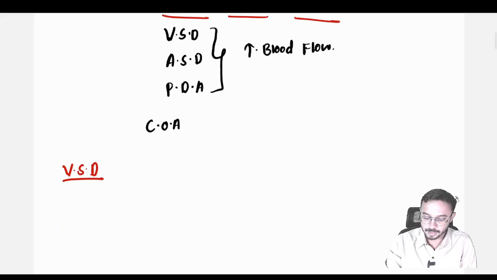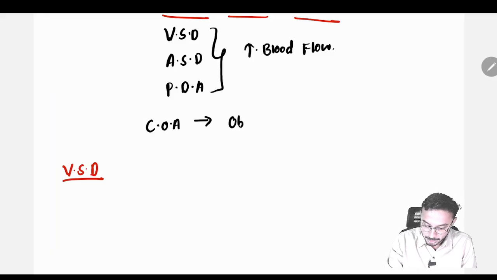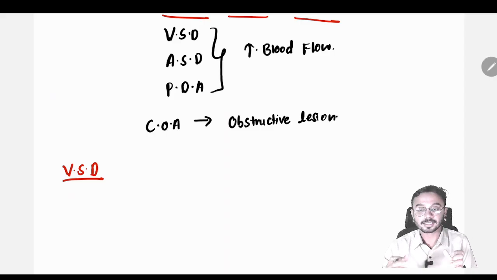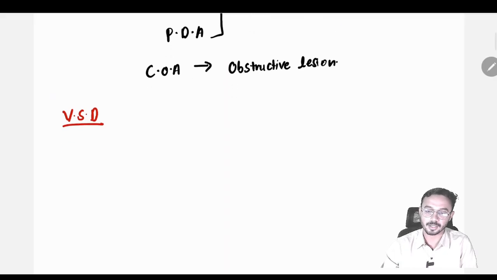Remember, these are all acyanotic heart diseases, and coarctation is an example of an obstructive lesion. Now let's discuss each and every disease.